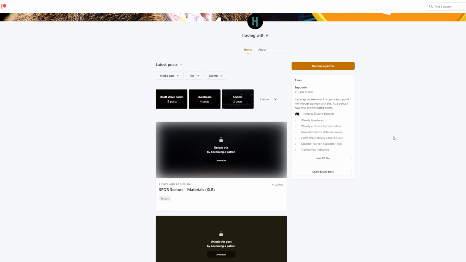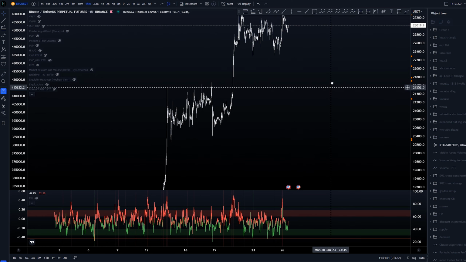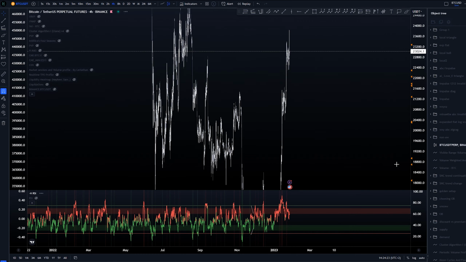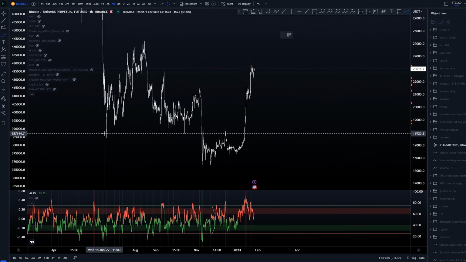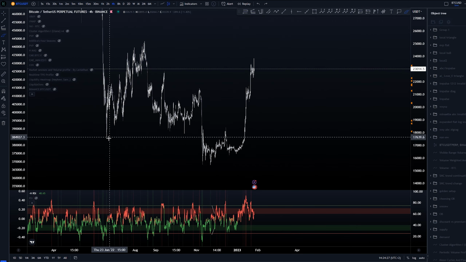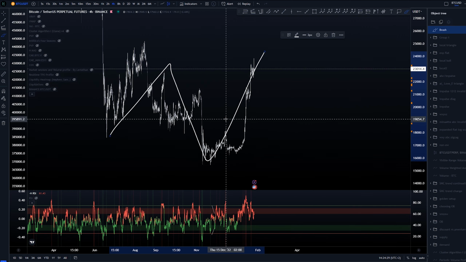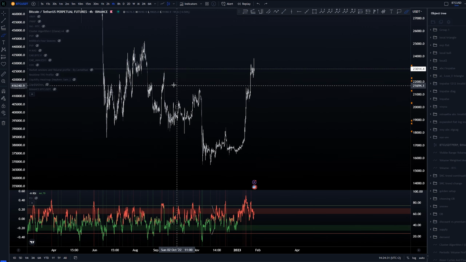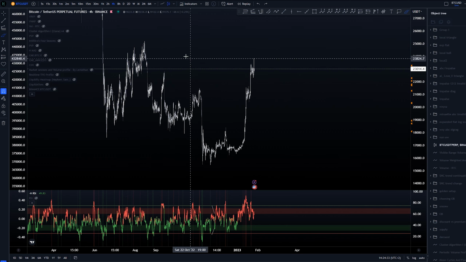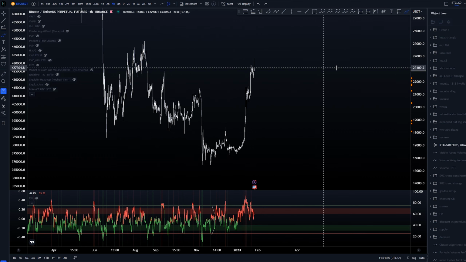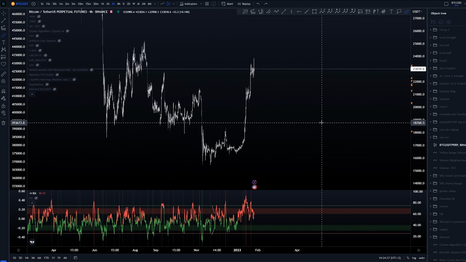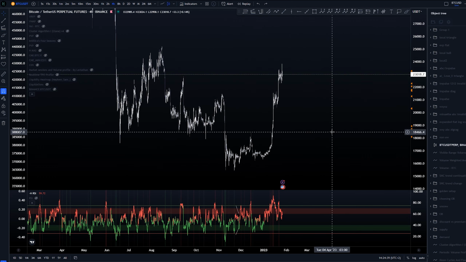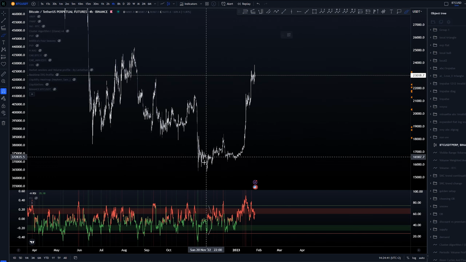Let's get into the analysis next. Starting here on a bit higher time frame, let's go to the 4 hour. The overall expectation was that we had this as an ABC, an A, B and C. Both these pivots are possible, so I'm not going to go into those counts in this video. At least we've gone through those many times before.